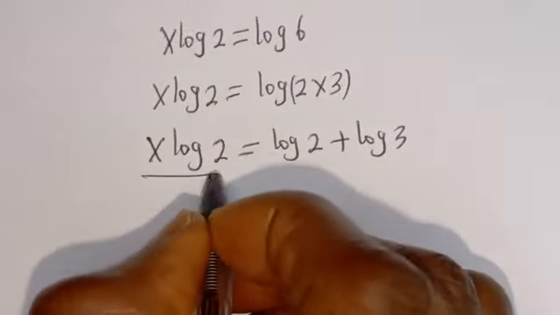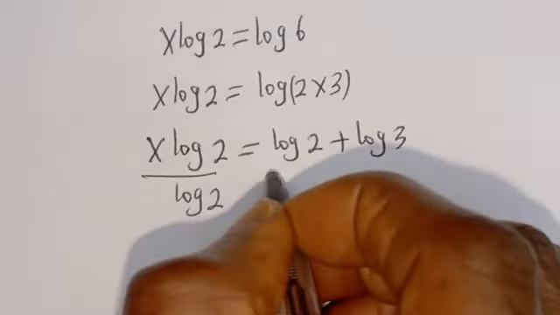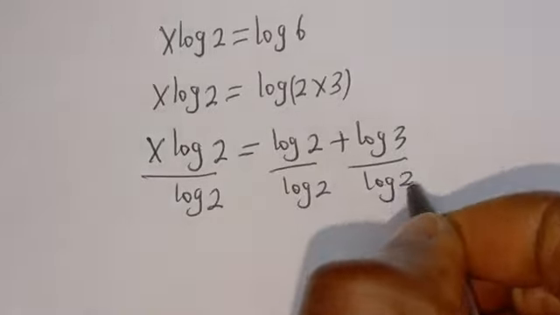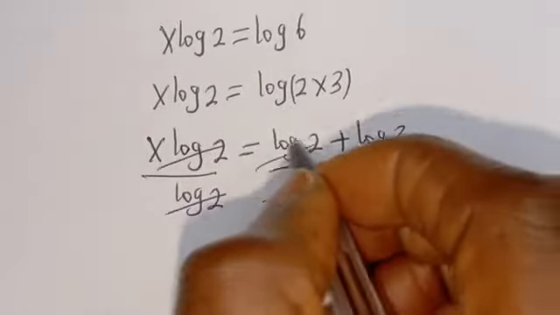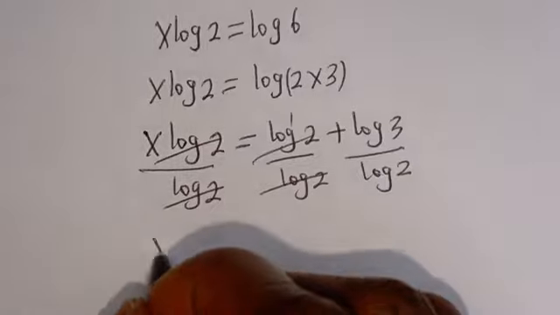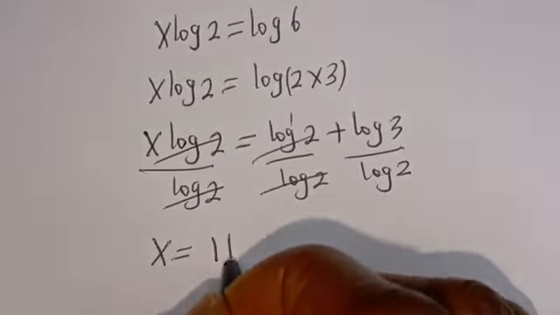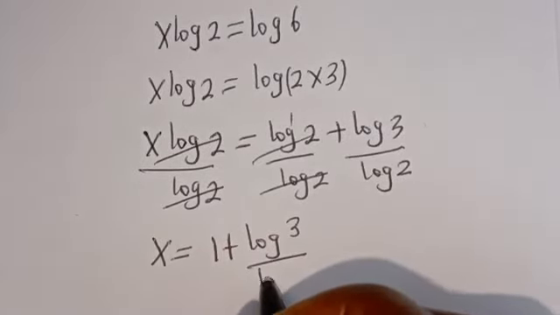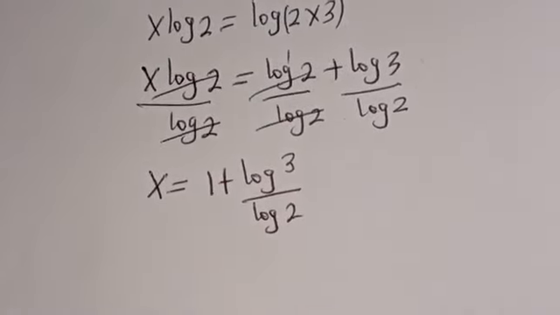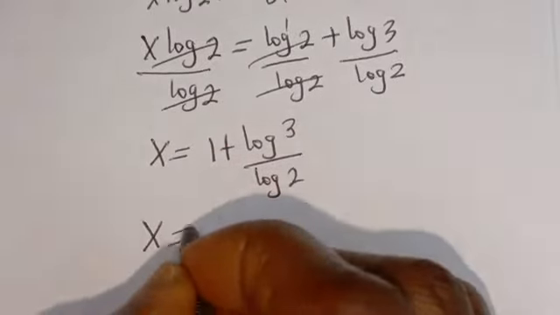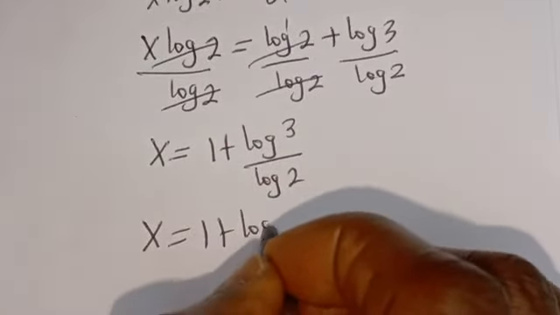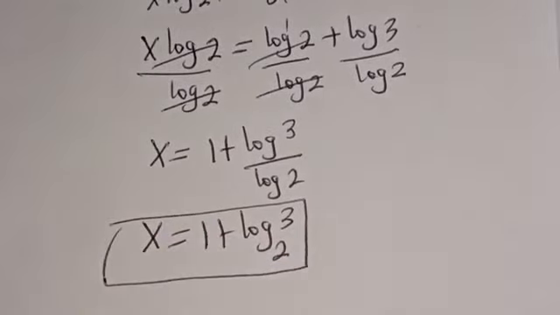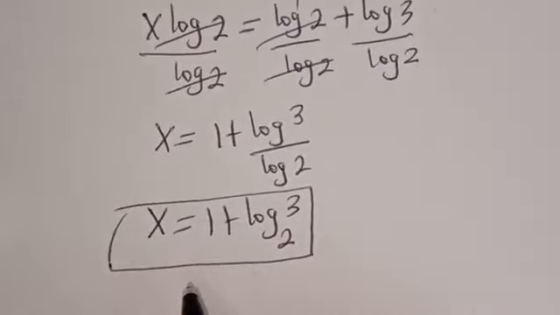Let's divide both sides by log 2. Divided by log 2 and divided by log 2. This will cancel this, this will cancel this one. Then s is equal to 1 plus log 3 divided by log 2. Then s is equal to 1 plus log 3 base 2. And this is the final answer. Let's check to confirm if this answer is right or wrong.